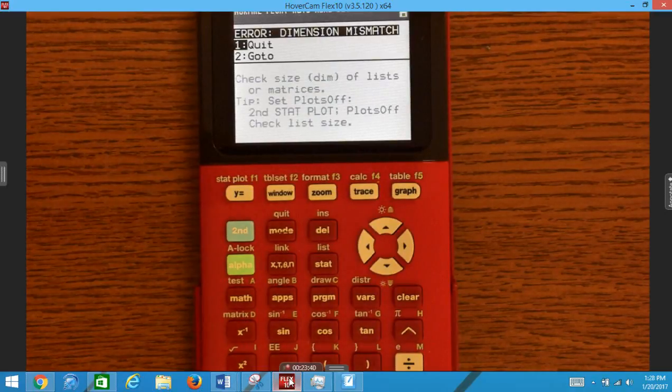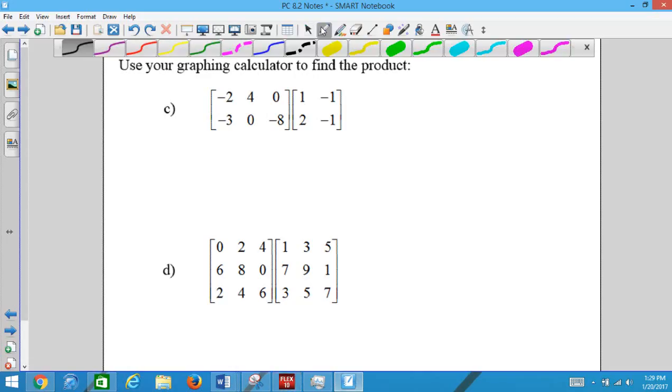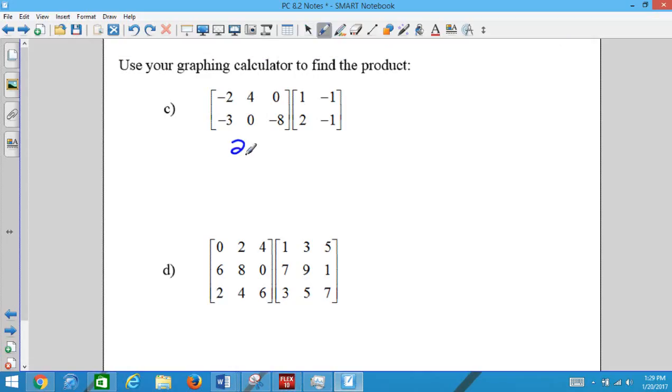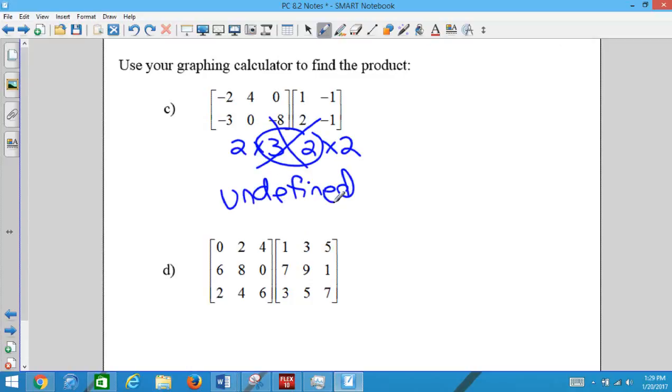Why does it say that? Because you forgot to check that. Well, I want you to learn how to use your calculator and see what happens if you don't think about things ahead of time. You can't actually multiply these because what are we supposed to check first? 2 by 3 and a 2 by 2. You can't multiply them. So you write undefined. But it was good calculator practice.